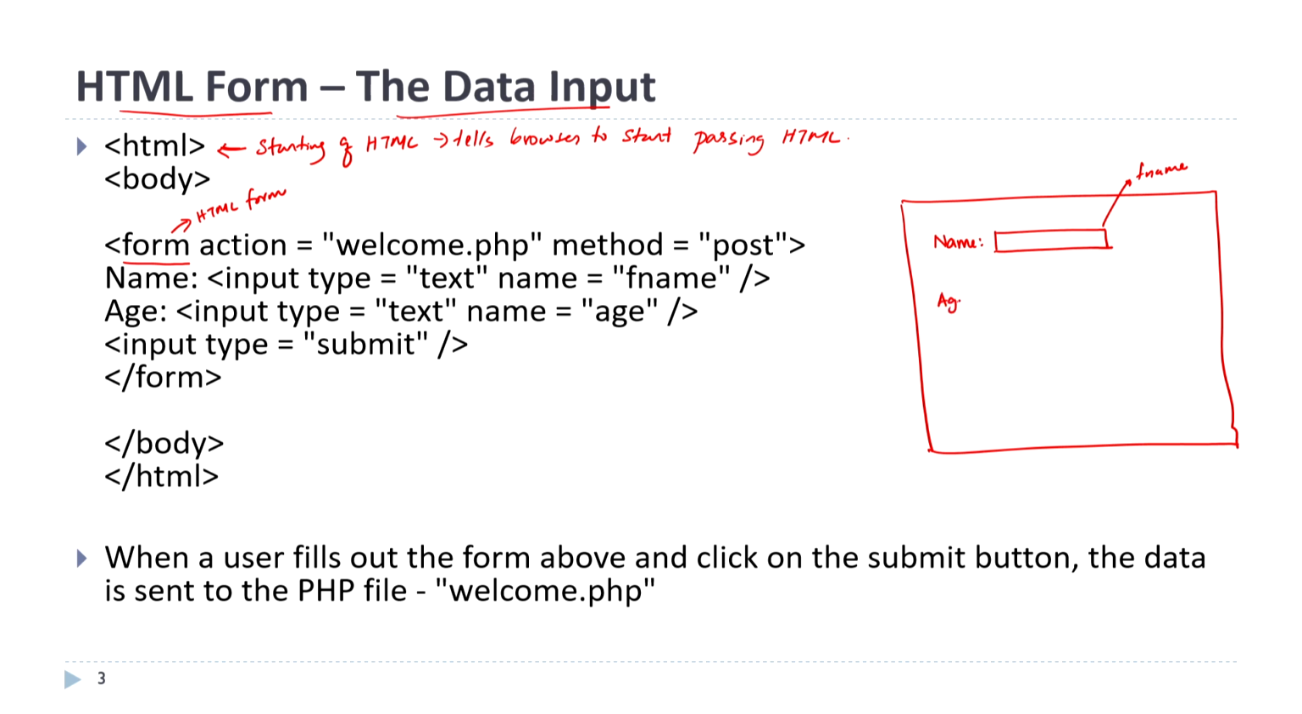The next one is called age. Okay. And there is also nothing. So, it will be a similar size of a text box, and this is named as age. Okay. So, the fname and age, these are the two names of this text box, and the last one is input type is submit. So, you have a button, it creates a button called submit. Okay. So, this is what the user will see when they see this form.